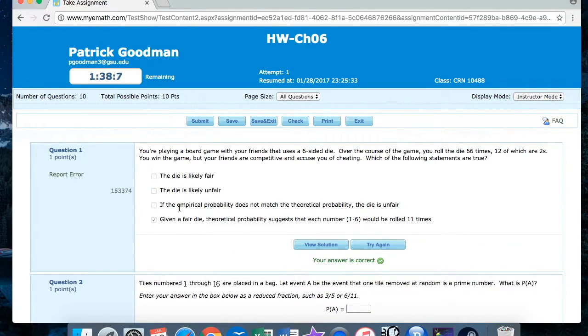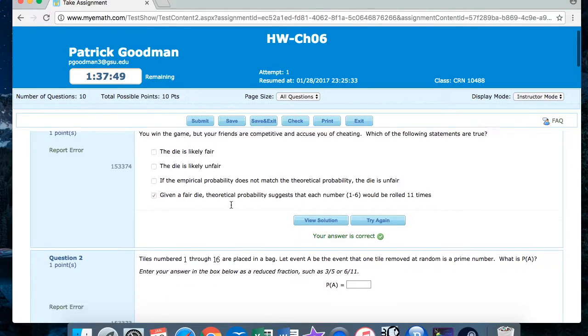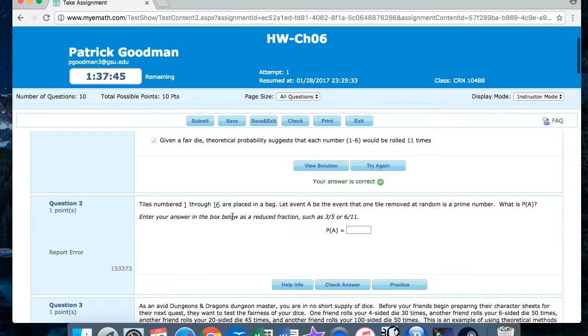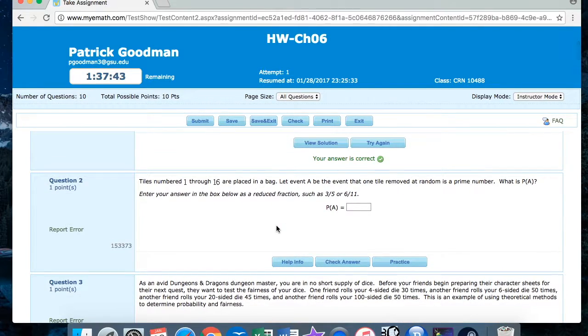Because see, the empirical probability does not match the theoretical probability, the die is unfair. That is definitely not true, because like I said, here our empirical was 12 and their theoretical was 11, but still, that doesn't mean it's unfair. It's close enough. So that would be that first one. The rest of these problems are pretty simple. They're just basic probability problems.